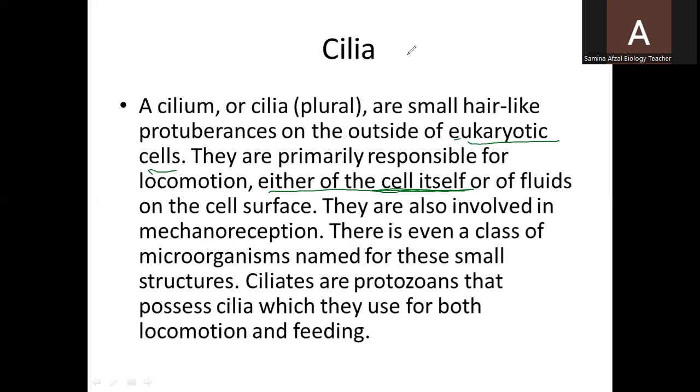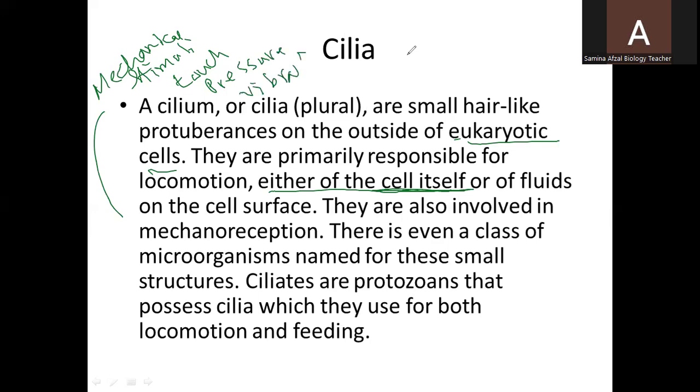mechanoreception. So mechanoreception is actually the ability to detect and respond to mechanical stimuli. So what are those mechanical stimuli? Let me write over here. Mechanical stimuli. What are those mechanical stimuli? They can be the touch, pressure, vibration, and sound. So they are the mechanical stimuli.